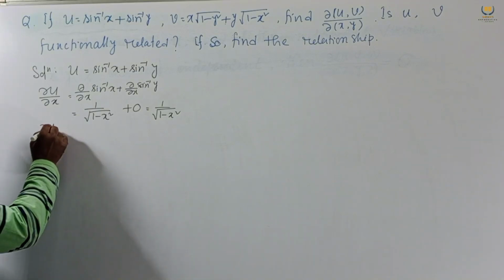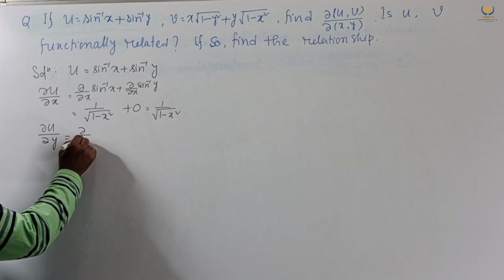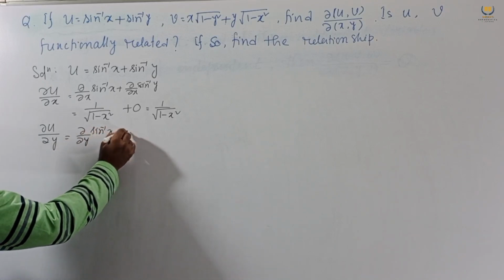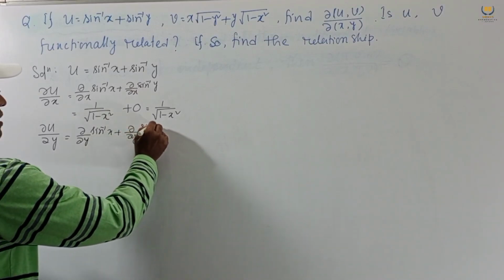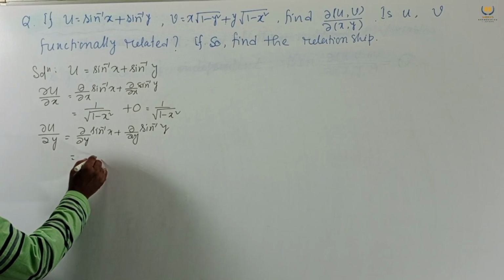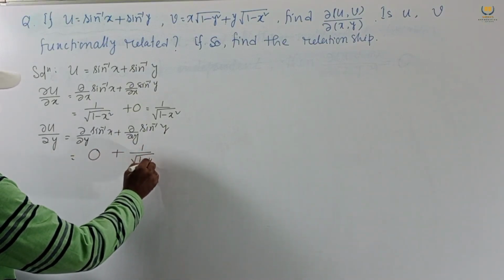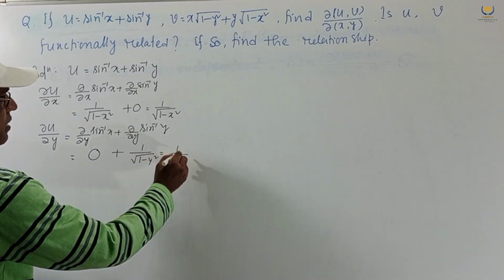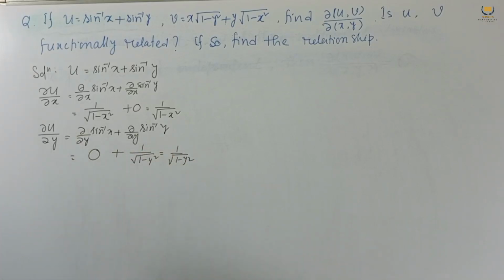And ∂u/∂y is ∂/∂y of sin inverse x plus ∂/∂y of sin inverse y. This is 0 and this is 1 by root over 1 minus y square, and this equals 1 by root over 1 minus y square. We get ∂u/∂y.